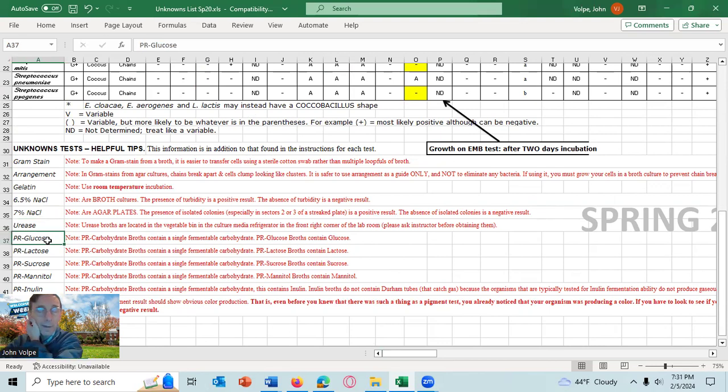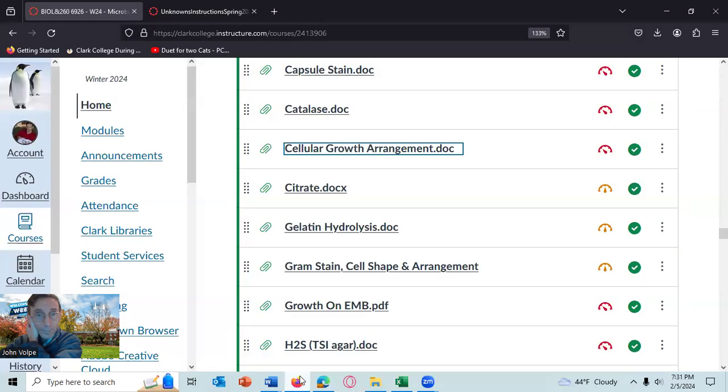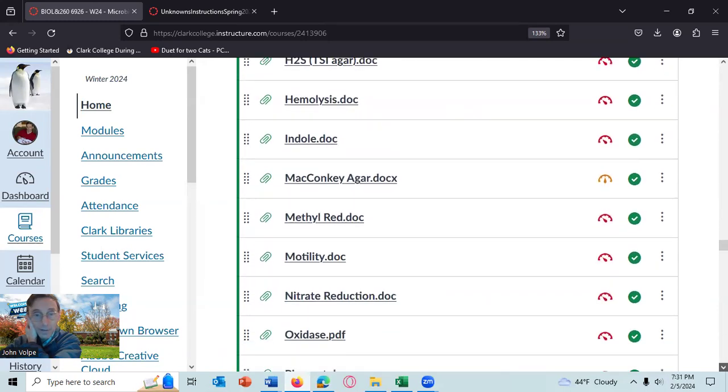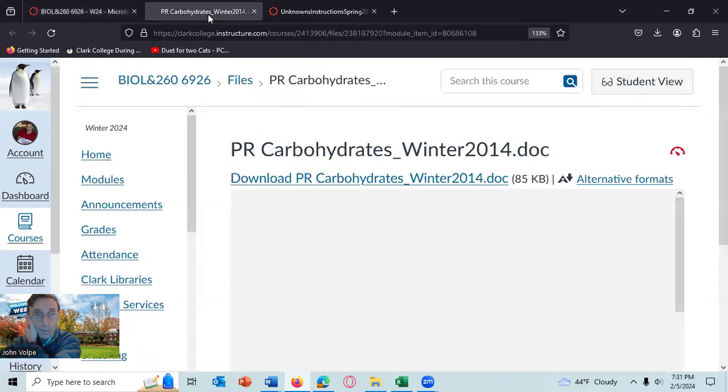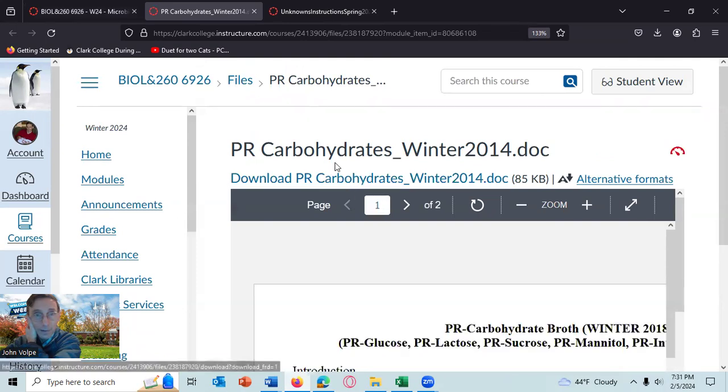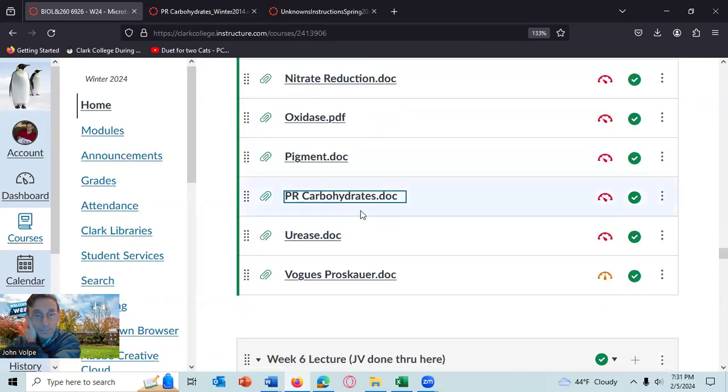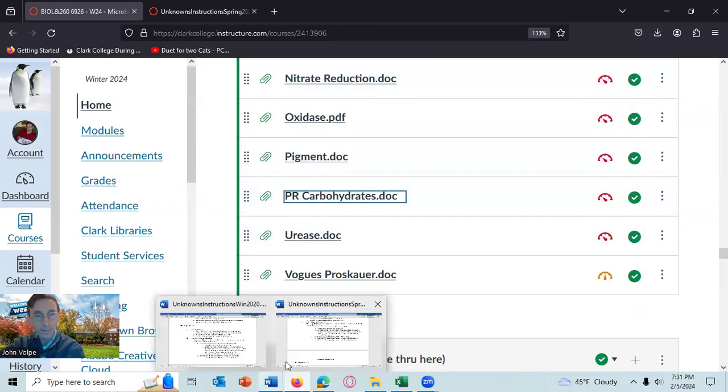Oh, here's something. The PR glucose, PR lactose, PR sucrose, PR mannitol, and PR inulin are in the Canvas webpage as PR carbohydrate because all of them are the same. The only difference is they're switching the sugar that is being fermented in the broth. And so you'll find it under the PR carbohydrate. Any question about any of that? All right, if not, let's move back to the project in general.